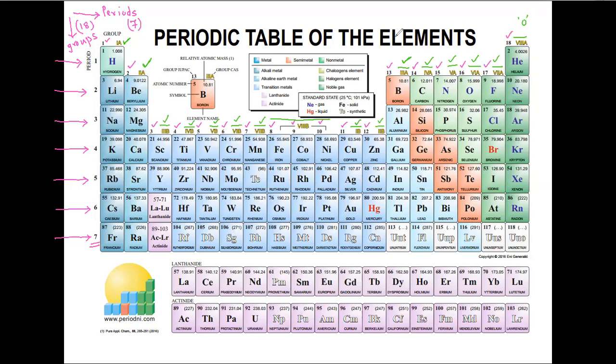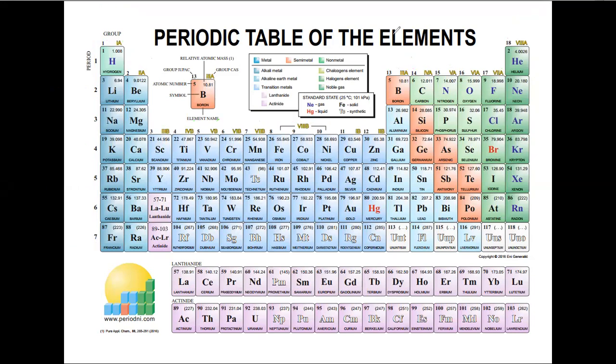Okay, now I think it is very clear about the number of periods and the number of groups that we have, right? Now coming to the other way around. The first A and second A groups are called S block elements. Okay, first A and second A group elements are called S block elements.